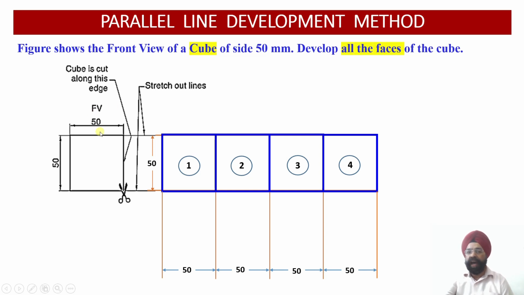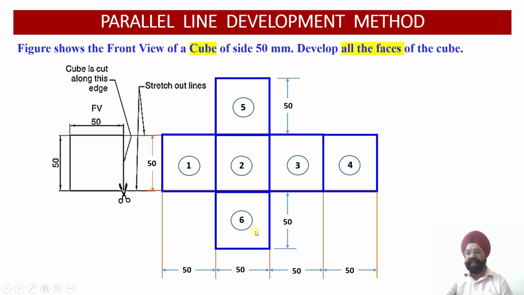So we are going to show the bottom face as well as the top face of this cube. Just see, face number 5 of this cube happens to be the top face, and similarly face number 6 will be the bottom face of this cube. So these 6 squares, that is 4 in a series and one above and one below, show the development of all the faces of the cube, right? This way we will be able to develop the cube using the parallel line development method.